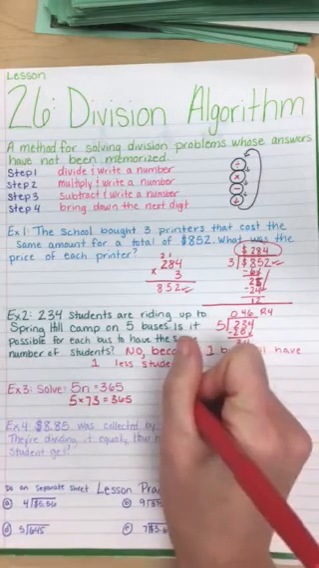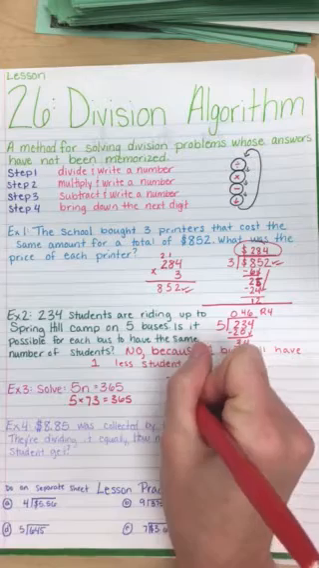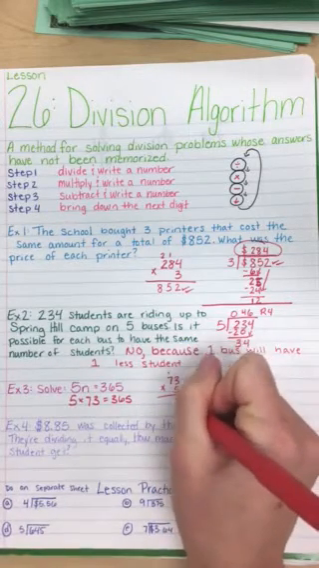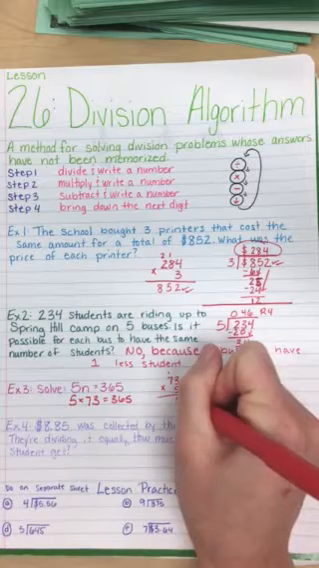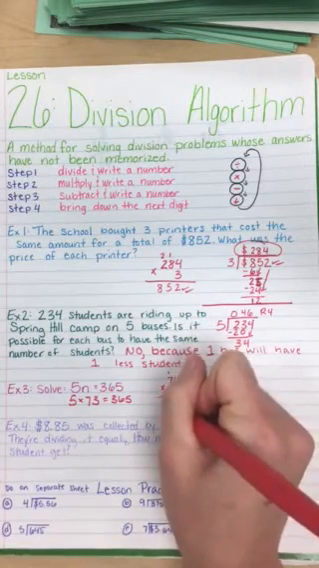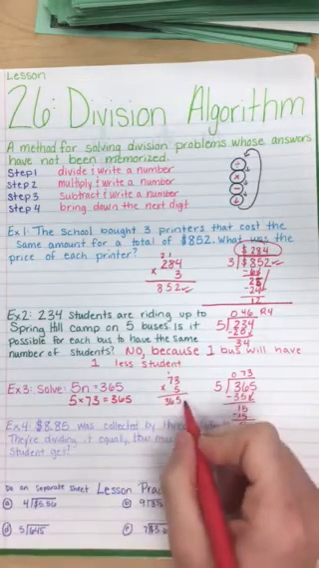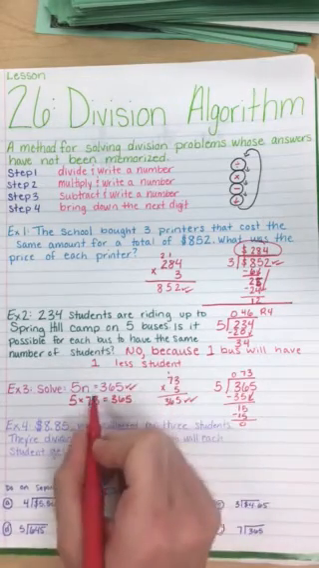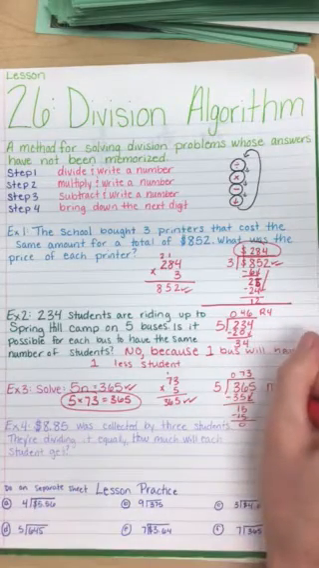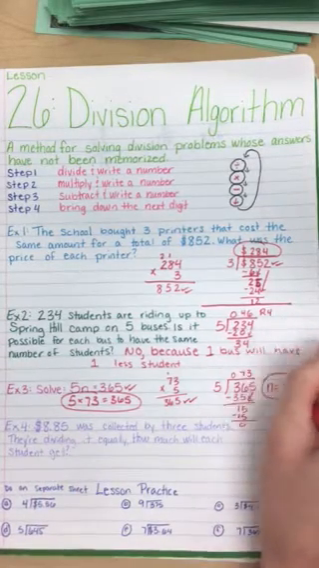But of course, we're going to double check it. 73 times 5. 5 times 3 is 15. And 5 times 7 is 35, plus 1 is 36. Ooh, double check, so good. Okay, so this is your problem. Your answer would be n equals 73.